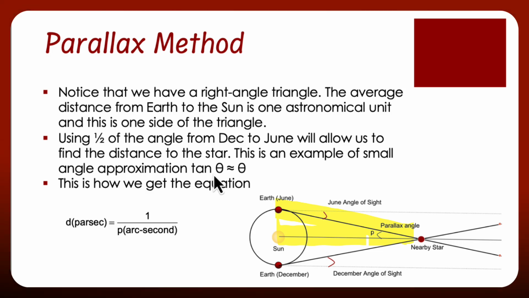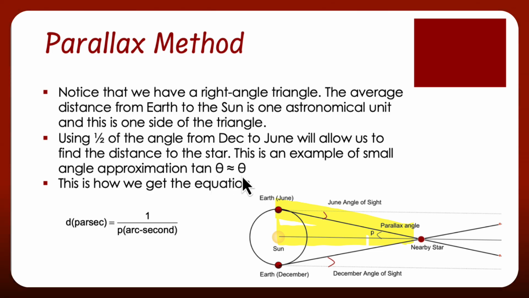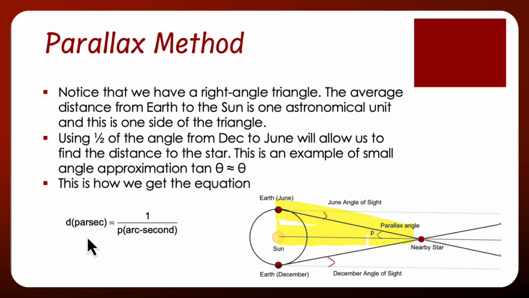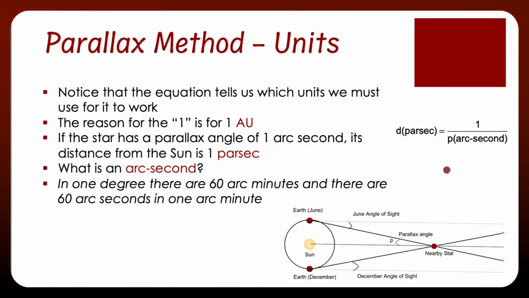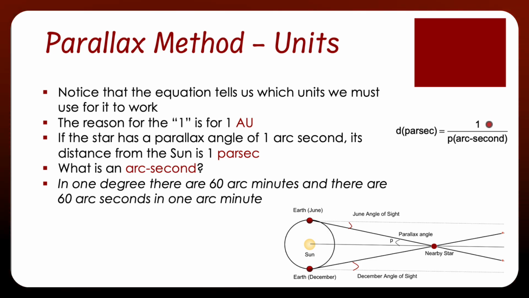Now, because it's going to be a very small angle, we can use our small angle approximation, saying tan theta is approximately the same as theta, as long as we're working in radians. And what we're going to do is use this equation that's in our data booklet. Now these brackets are telling you that this equation is only going to work if my distance is in parsec and my angle is in arcsecond. So let's look at these units in a little bit more detail. First of all, the reason we have a 1 here is this is for the astronomical unit.